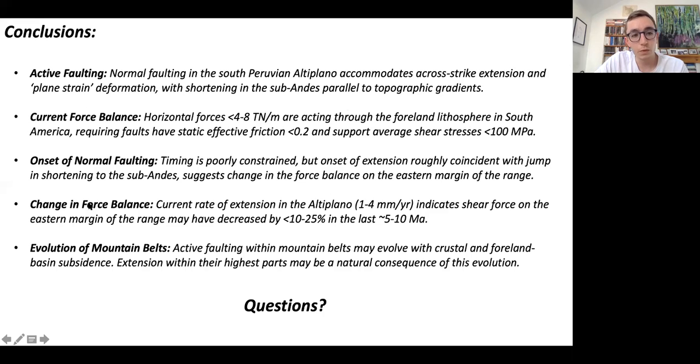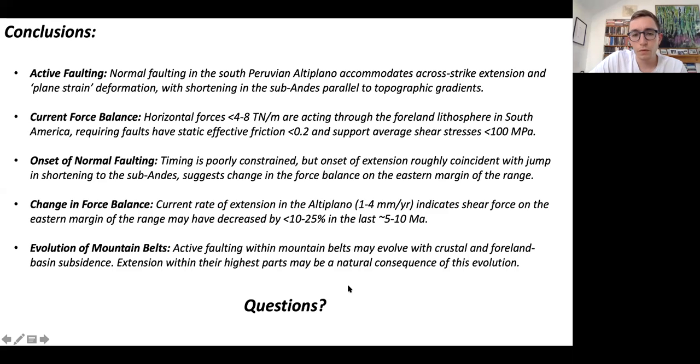Then the interpretations were that we were able to use that pattern of deformation to estimate the size of the horizontal forces acting through the lithosphere on the margins of the Andes. And we could use that to say some quite interesting things about the static effective friction along faults within the lower crust. It suggests that they were supporting, or at least rupturing, in earthquakes at relatively low shear stresses and resolved shear stresses. And that raised some interesting questions about what is actually controlling the material and rheological properties of lower crustal faults.